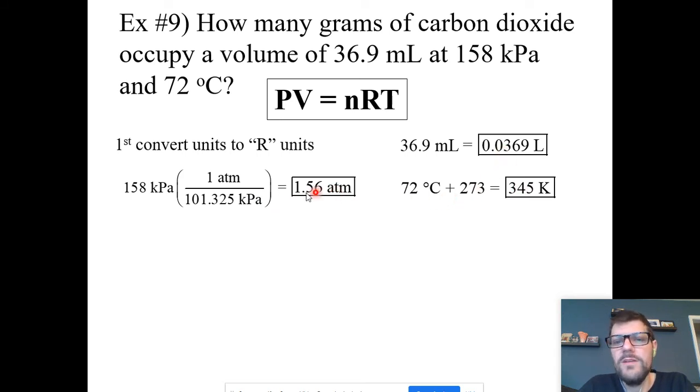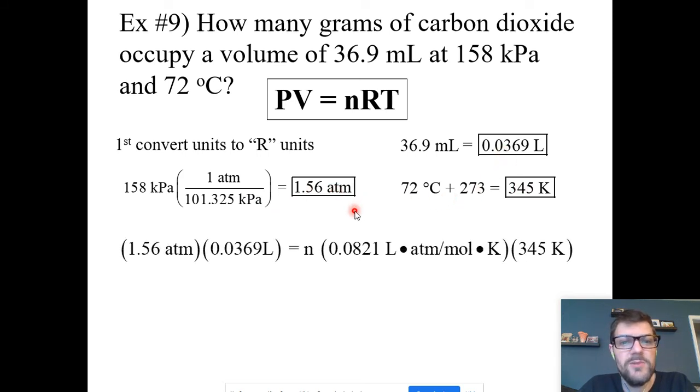Once I have them all in the appropriate units, now it's as simple as plugging them into the equation. P, pressure, 1.56 atmospheres, which I converted, times V, volume, which I converted to liters, equals n, which is what we want to know, how many grams, although as we're going to see, this is going to spit out moles, but that's related. R, this is nice, it's always my 0.0821. This is a number you do not have to memorize, by the way. This is in your reference packet.